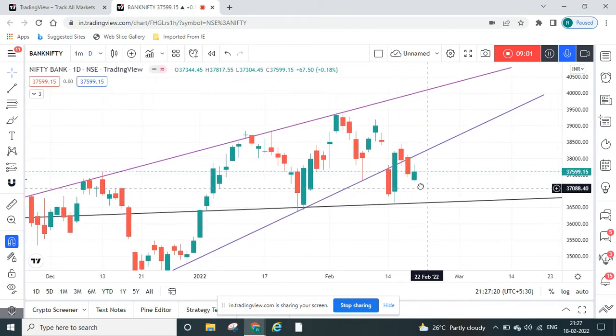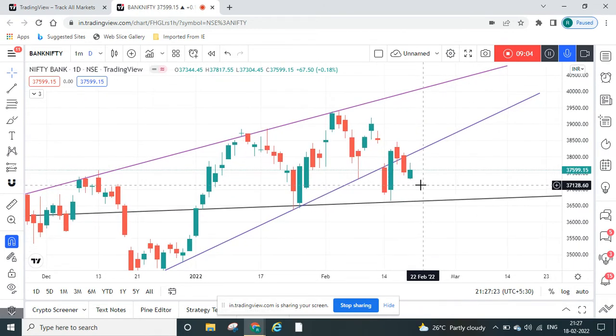Okay. So I expect the Bank Nifty to travel next week with a higher potential to go till this level, 36,700 levels.